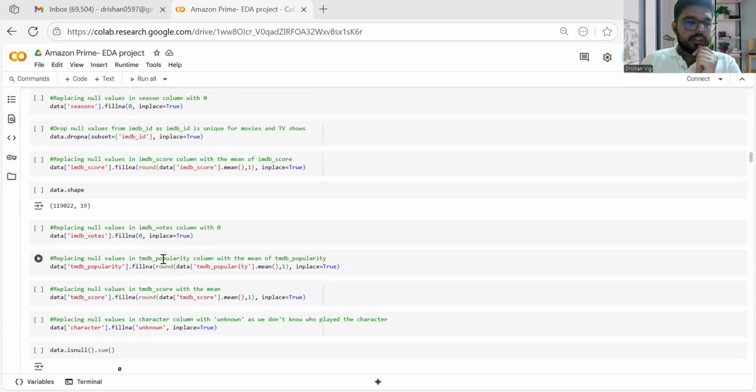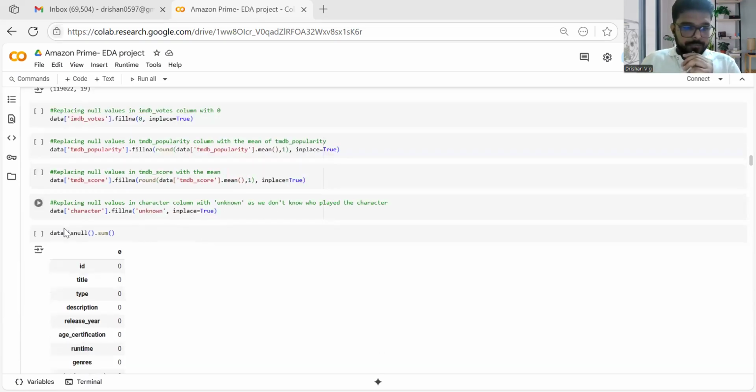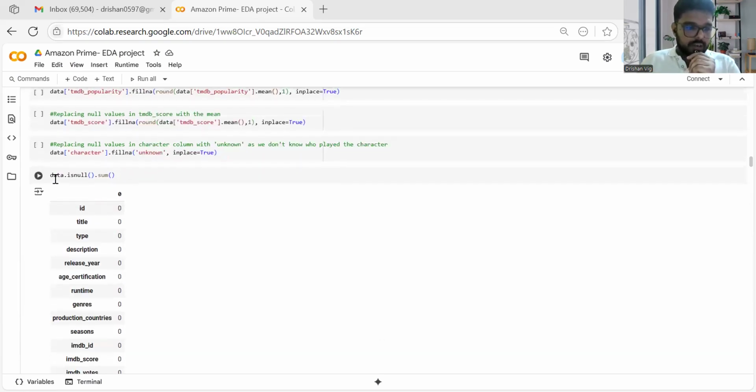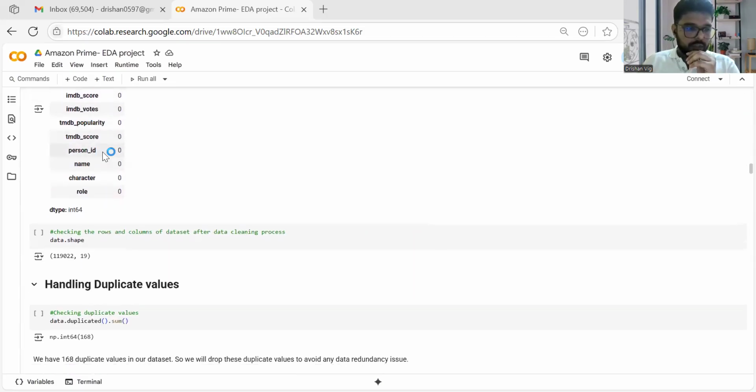Then we're going to replace null values in the TMDB popularity column with the mean, and the TMDB score column null values with the mean. Now we're going to check again whether the null values are there or not after performing these calculations. As you can see, there are no null values. All the null values are successfully removed from the respective columns. Now it's time to check the rows and columns of the data set after the data cleaning process. So this is the final output: the number of rows is 1,90,022 and columns is 90.